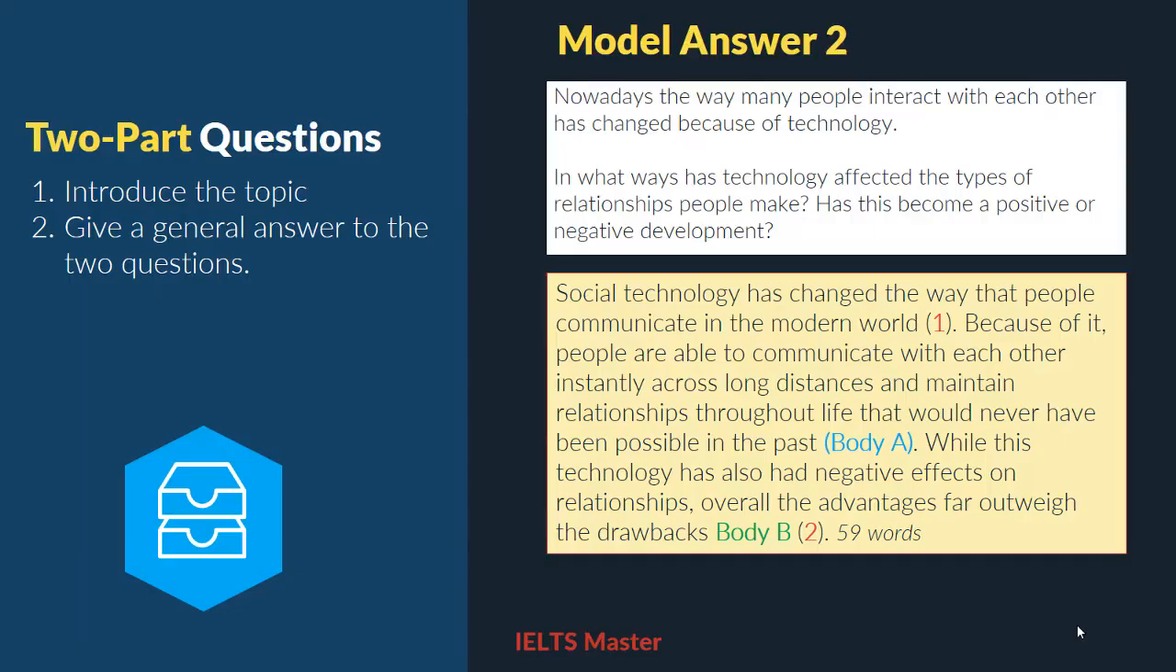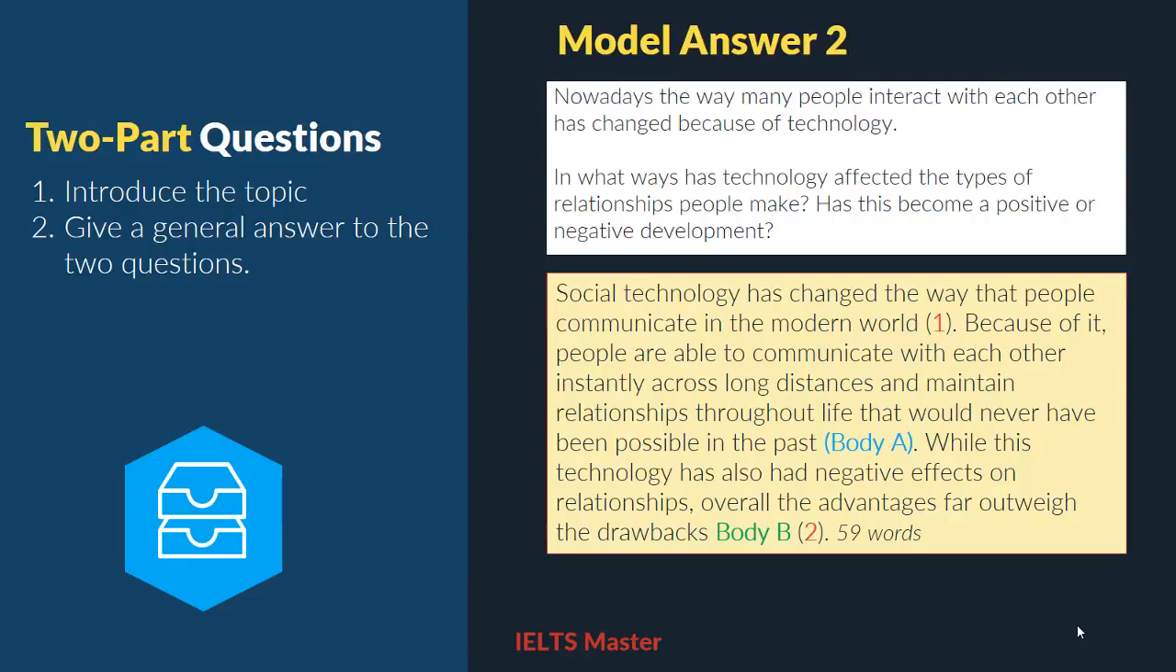For two-part questions, you'll want to first introduce the topic, and second, give a general answer to the two questions, or to each question. The topic here is: nowadays, the way many people interact with each other has changed because of technology. In what ways has technology affected the types of relationships people make? Has this become a positive or negative development? And my model answer here.